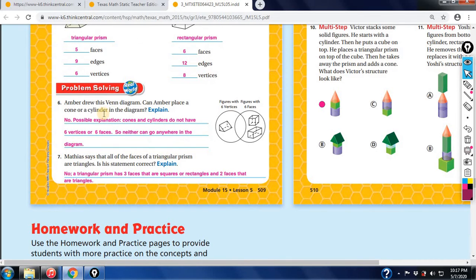It does not have 6 vertices and or 6 faces. Okay, so it cannot go. So neither one of those can go there.